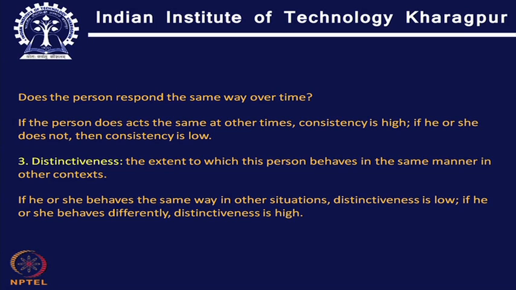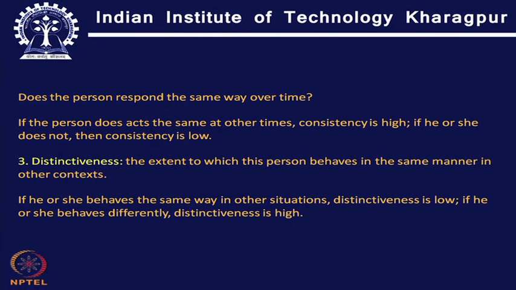Third is distinctiveness. Distinctiveness is the extent to which this particular person behaves in the same way in other situations and other contexts also, or whether this is a very unique situation in which that person has behaved. So, here the focus is on the situation. If he or she behaves in the same way in other situations, we say distinctiveness is low, but if he or she behaves differently, then distinctiveness is high.